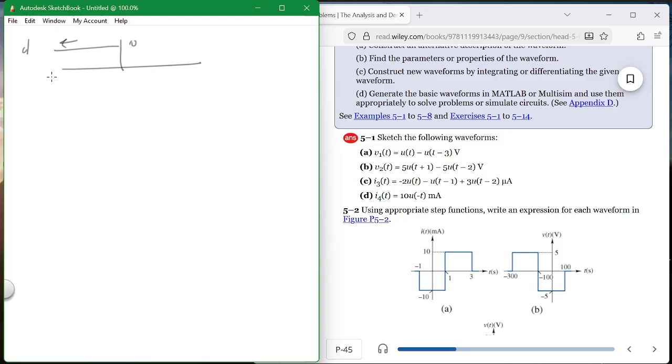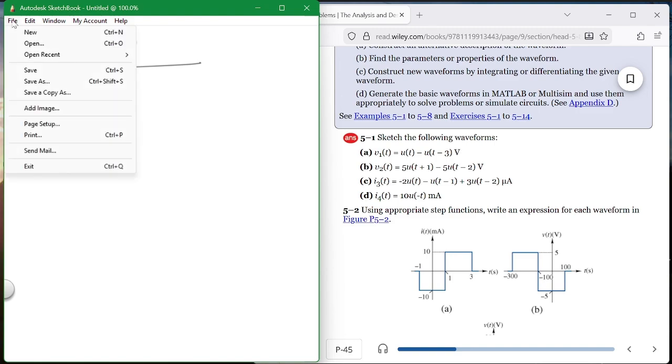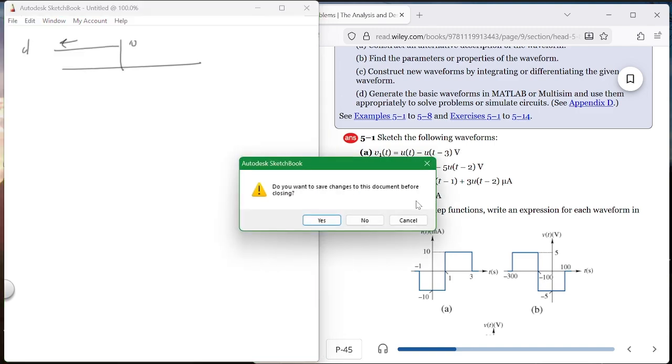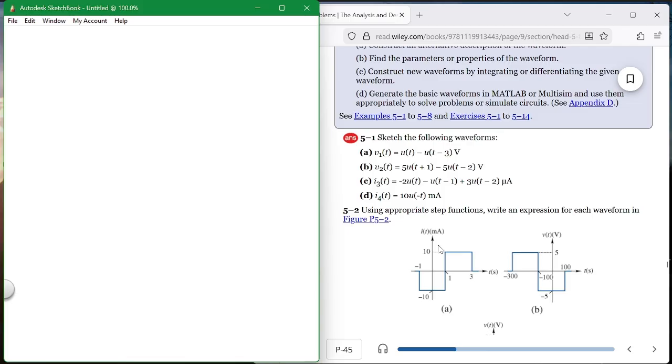All right, so now let's do number 2. Everybody see what we're doing with these? They're not hard. They just take a little bit of time. All right, so number 2, 5.2. Everybody see that?